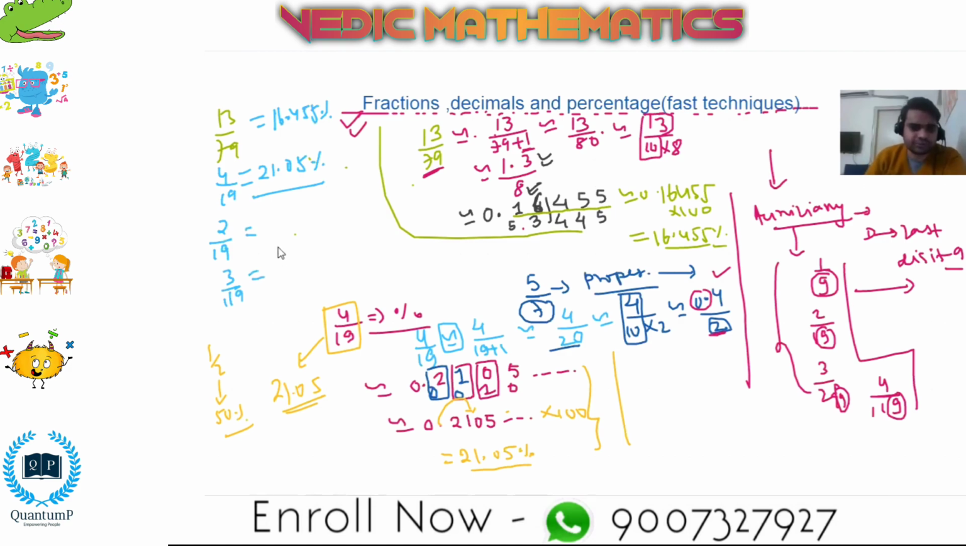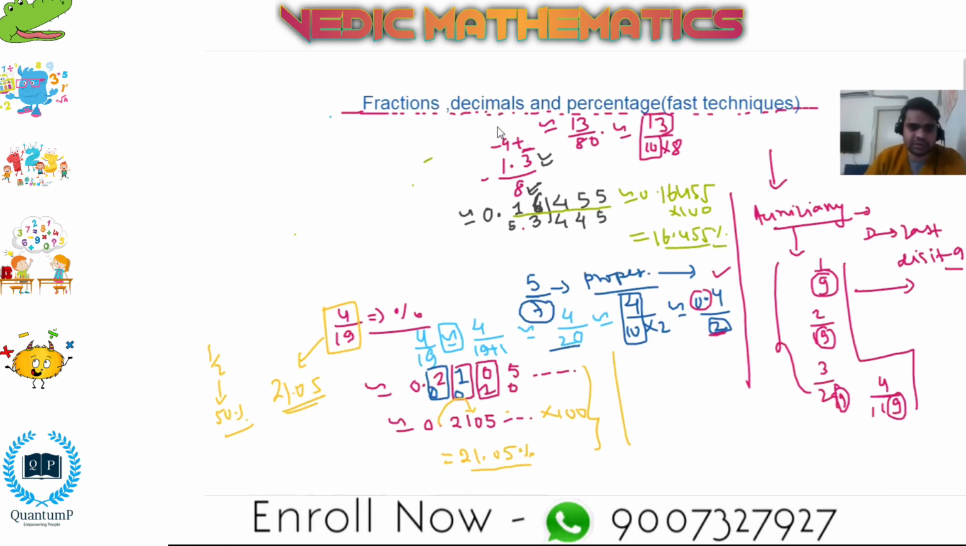So this is about auxiliary fraction. Now let's go and do the sums on percentage. I'm telling you a very fast approach of percentage, how to find the sum on percentage. So I will totally go with sums.